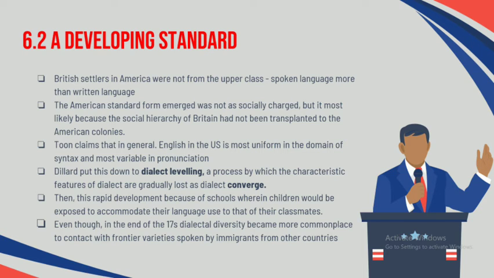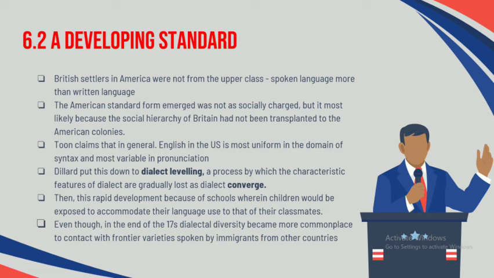Now I'm going to continue our discussion about a developing standard. In the previous topic, I explained that the British settlers in America were from the lower and middle class. So it provides more spoken language rather than written language that determined the development of the standard form of American English. And the American standard form was not as socially charged, most likely because the social hierarchy of Britain had not been transplanted to the American colonies.